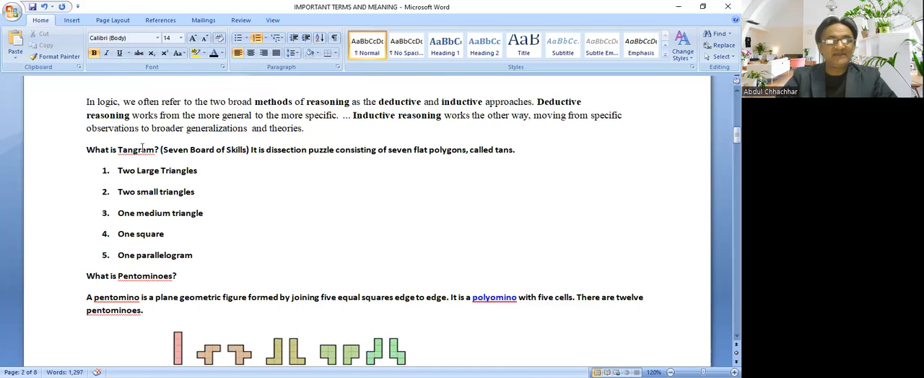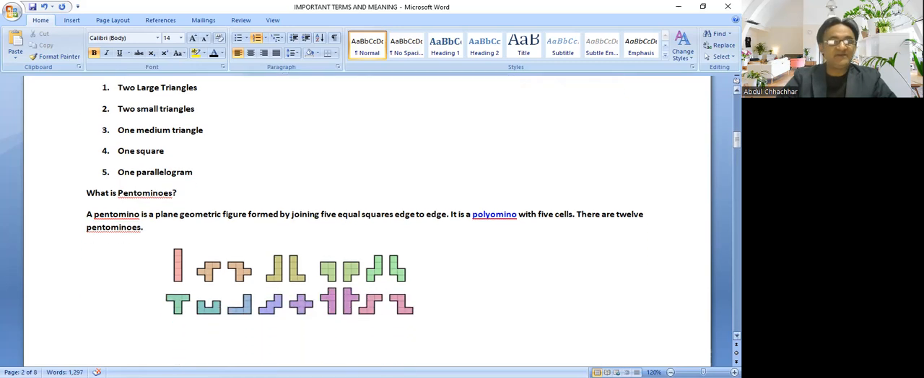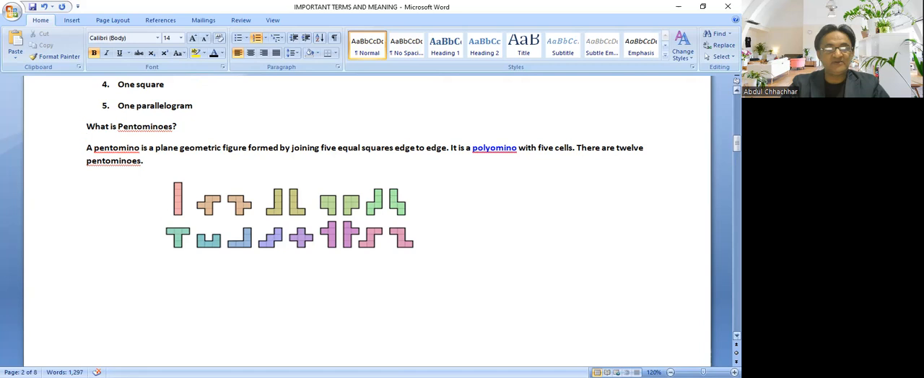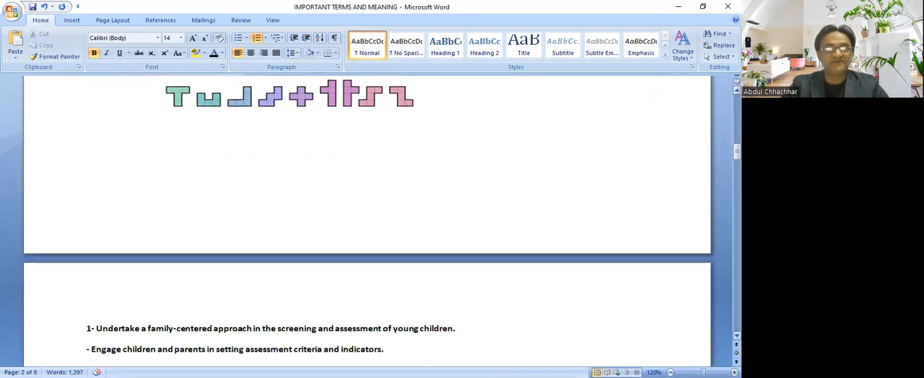Then another is the tangram, which is a seven-piece puzzle. It is a dissection puzzle consisting of seven flat polygons called tans: two large triangles, two small triangles, one medium triangle, one square, and one parallelogram. Another important term is the pentomino. A pentomino is a plane geometric figure formed by joining five equal squares edge to edge. There are 12 pentominoes, and there is an individual video about the pentominoes.